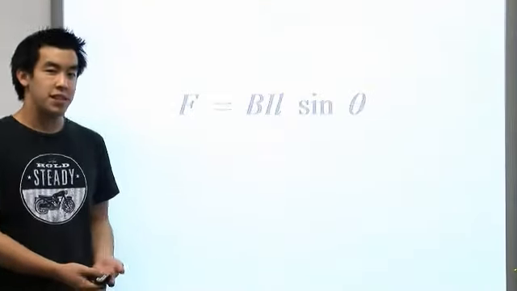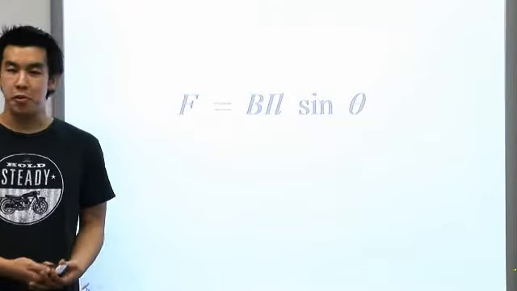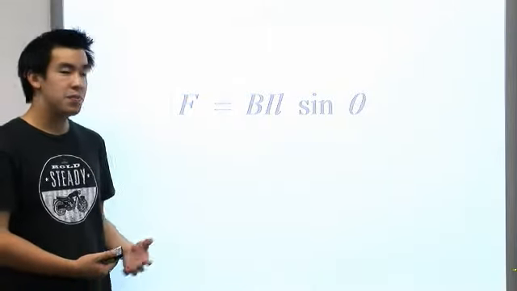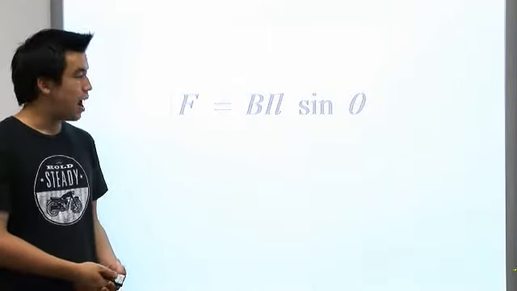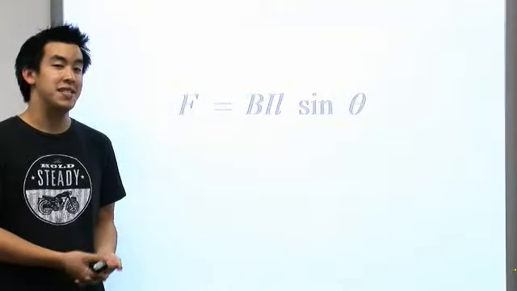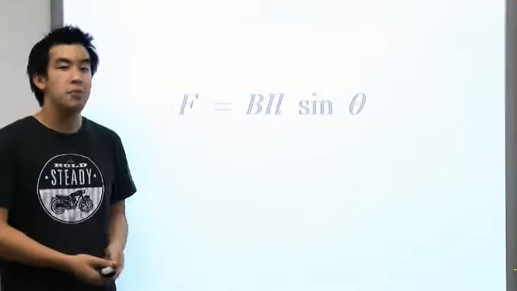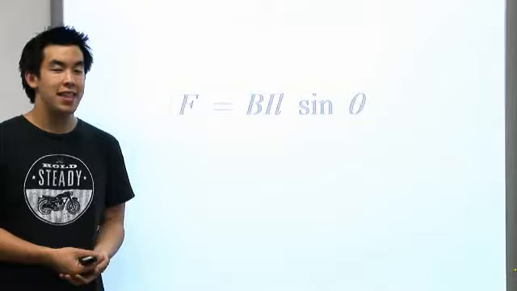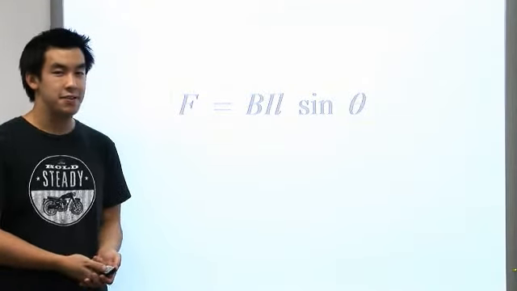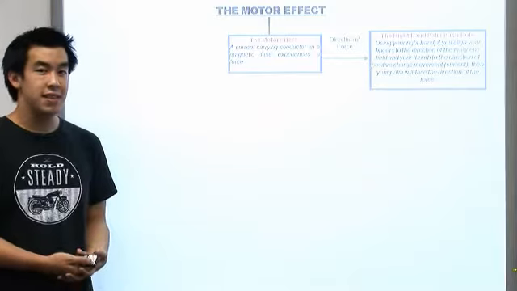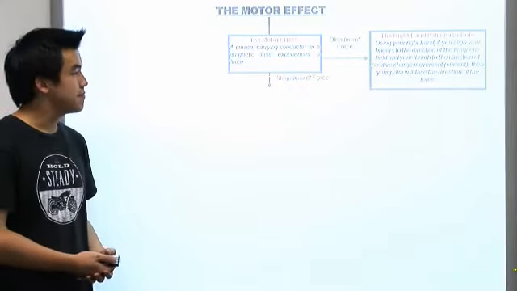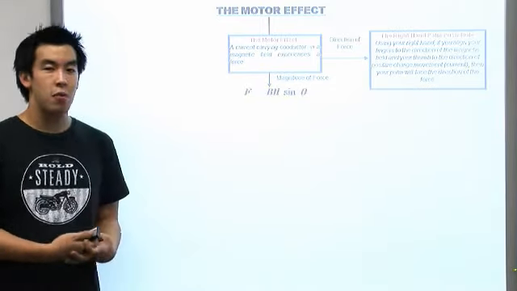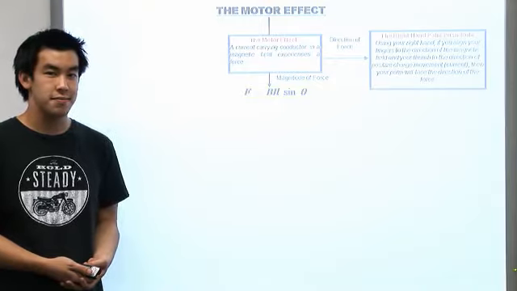Now, this equation represents the magnitude of the motor effect. The F is the force of the motor effect, B represents the strength of the magnetic field, I represents the strength of the current in the magnetic field, L represents the length of the conductor in the magnetic field, and theta is the angle between the length of the conductor and the magnetic field. Because it represents the magnitude of the motor effect force, it is linked to the motor effect by an arrow which shows that it is related through the magnitude of force.